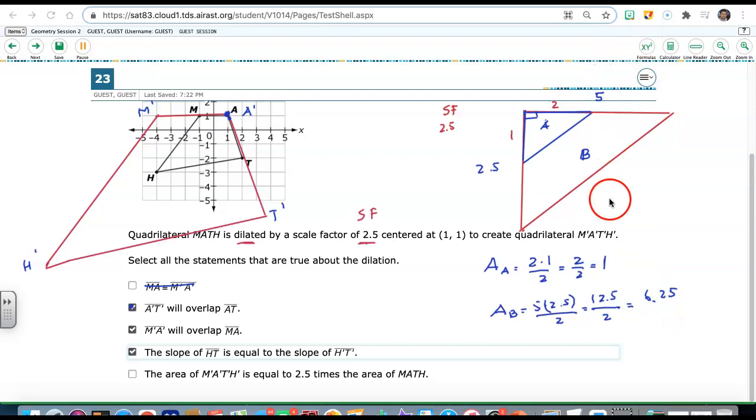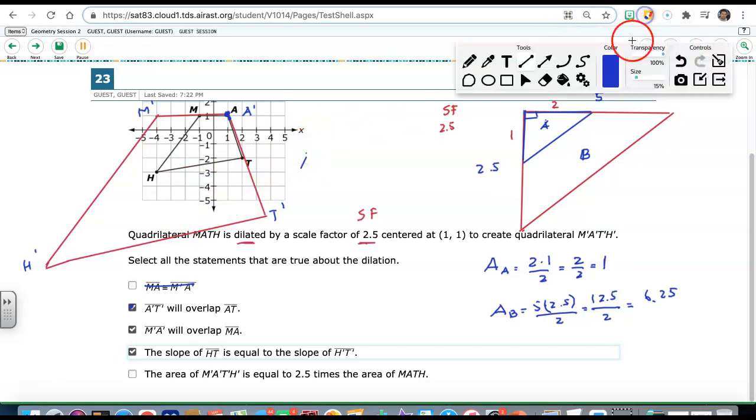So, as you can see, the area of the big triangle is not 2.5 times the area of the little triangle, it is 6.25 times. Same thing happens here. I didn't do it here because the trapezoid is a longer formula, with this diagonal, base 1 times base 2 divided by 2. That's why I didn't do it. But again, you can prove it easily using the formula.